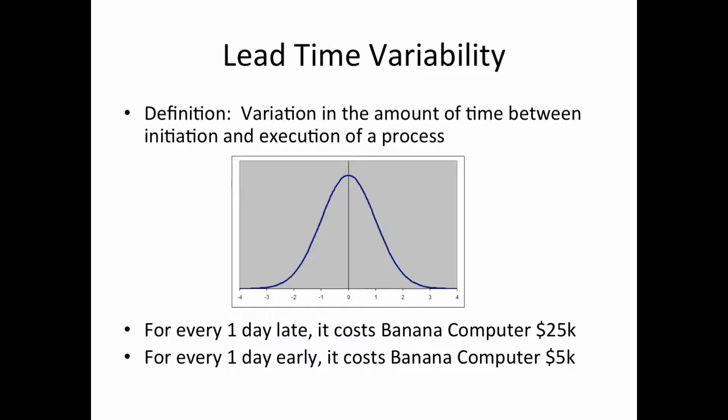Now when products arrive early or late, it actually has a cost associated with Banana Computer. For every 1 day late, it costs Banana Computer $25,000, and for every 1 day early, it costs Banana Computer $5,000. So it's really important to go ahead and actually get the products exactly at that 2-week window. It's impossible to always get that 2-week window, but we can go ahead and reduce the variation in this distribution. In other words, we can go ahead and reduce the standard deviation of this graph.